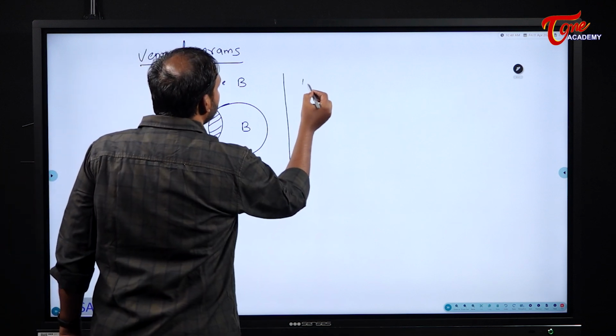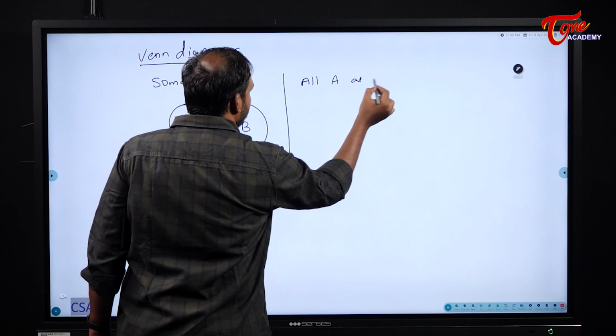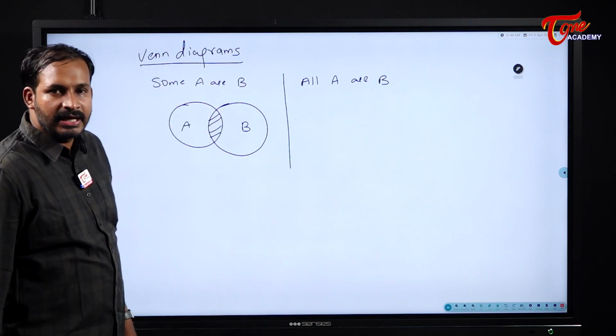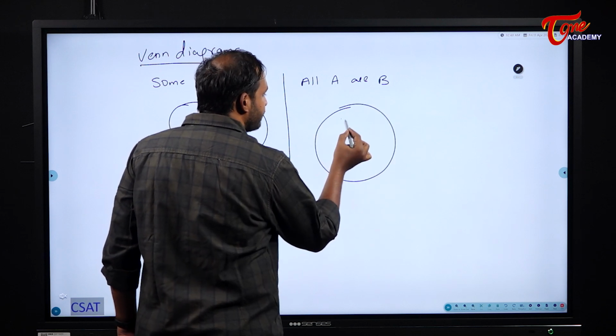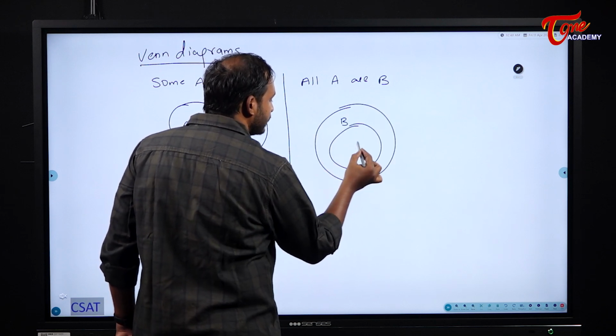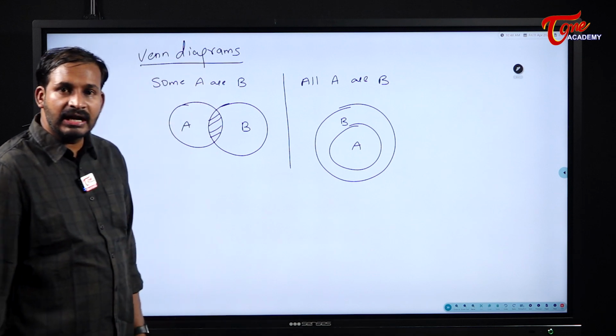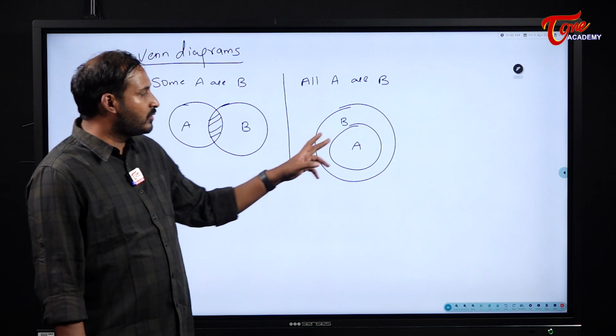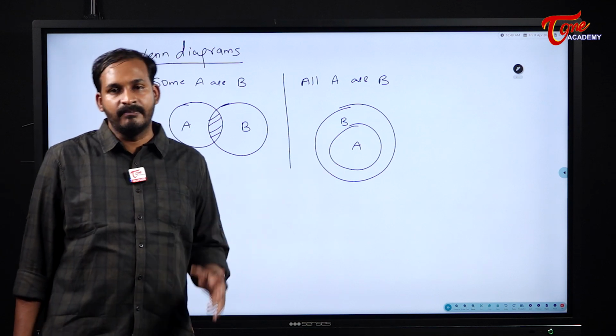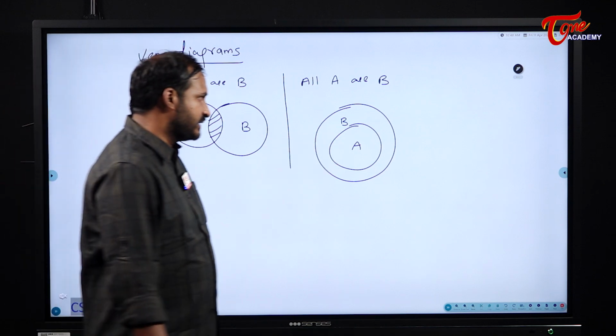Next one is "All A are B". What is the meaning of "all A are B"? My biggest group is B, and inside that I will draw A. Why? Because all A are B, all A belongs to B. Like this I am going to draw the diagram for "all A are B".